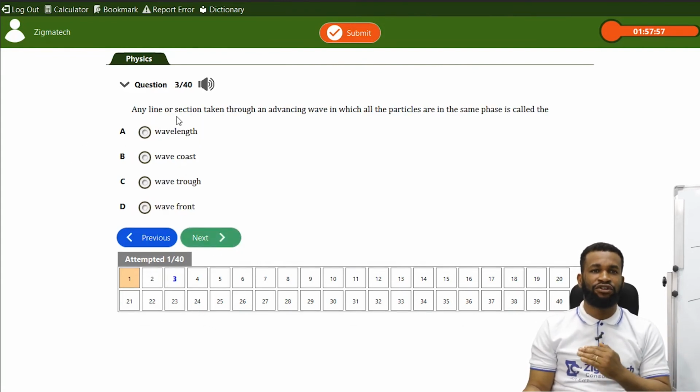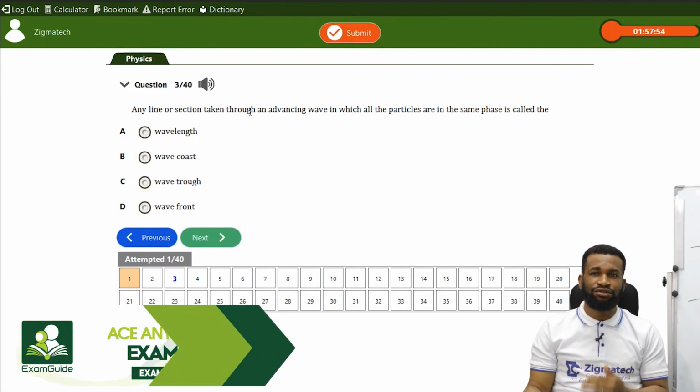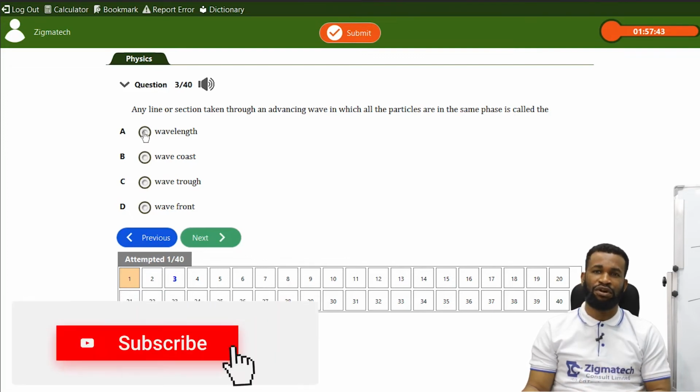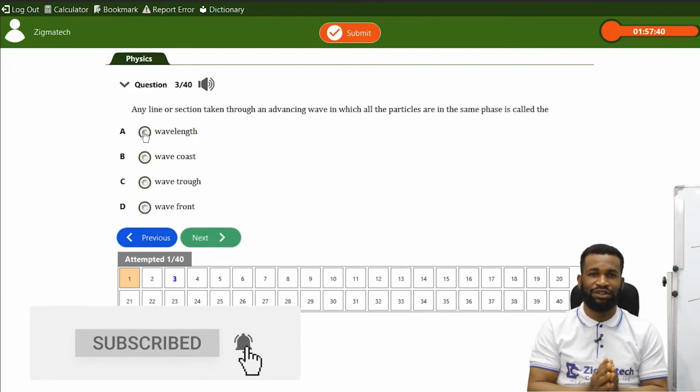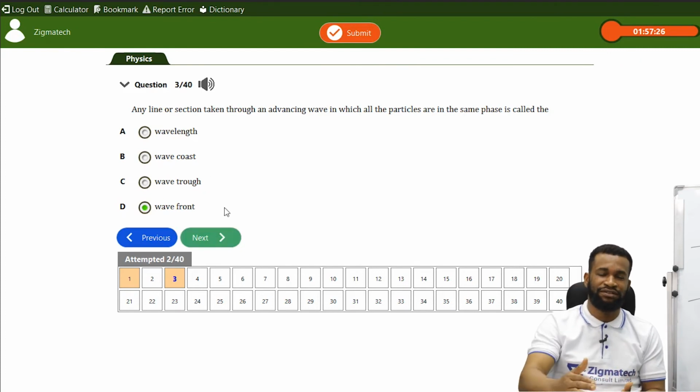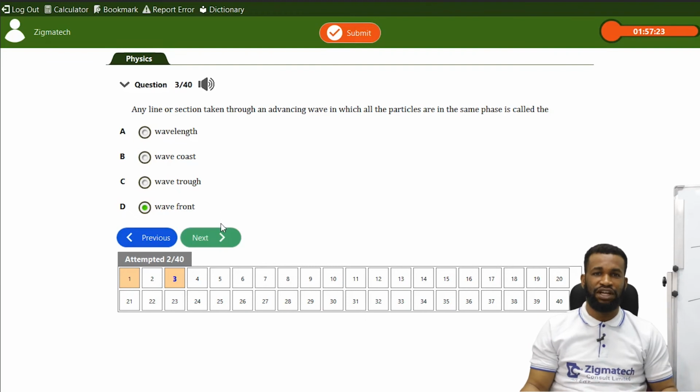Any line or section taken through an advancing wave in which all the particles are in the same phase is called wavelength? No, option A is not correct. When we talk about wavelength, we are talking about the distance between two successive crests. That is not it. Wave coast? Never knew. That's a funny name. Trough, no. Wavefront is the right option. For a wave advancing from a given source, we call it a wavefront.